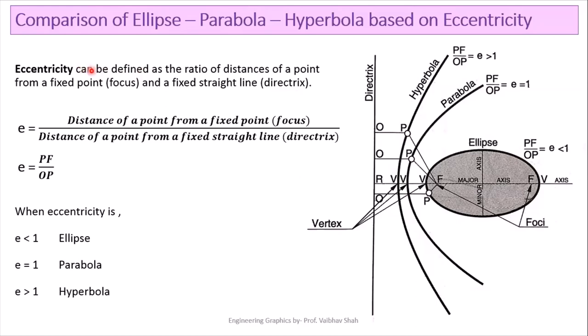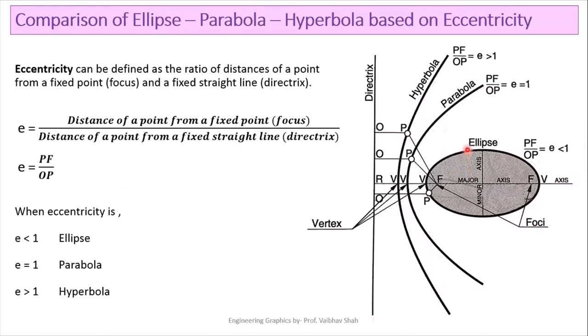Once again, eccentricity can be defined as the ratio of distances of a point from a fixed point and a fixed straight line. Mathematically, eccentricity E is equal to the distance of a point from a fixed point or focus divided by the distance of the point from a fixed straight line, also known as directrix. We can simplify this as E equal to PF by PD. Now let us understand this eccentricity more clearly by this graphical representation.